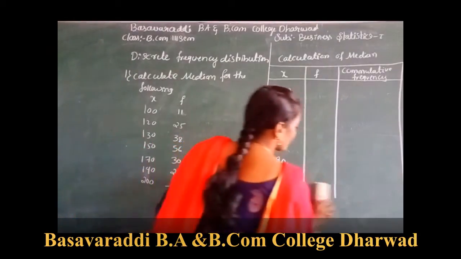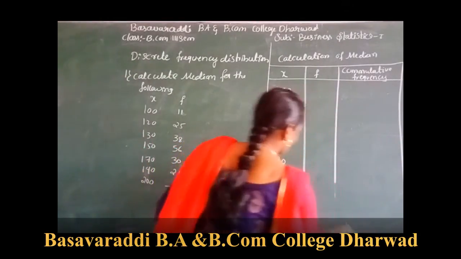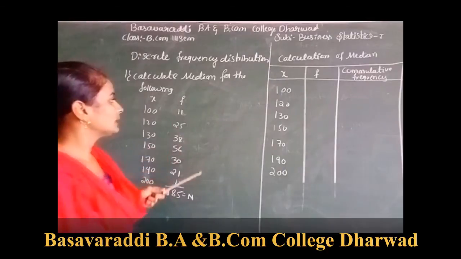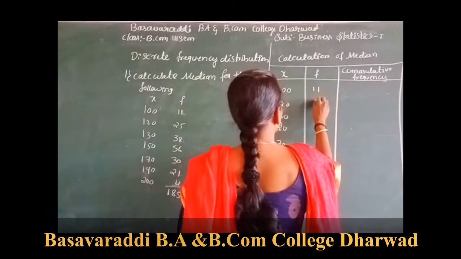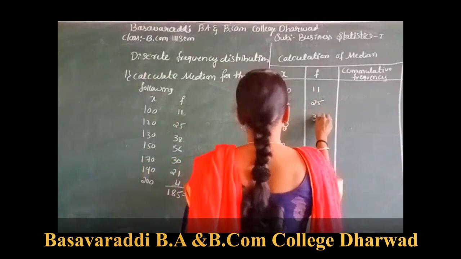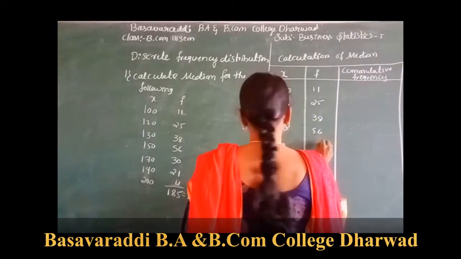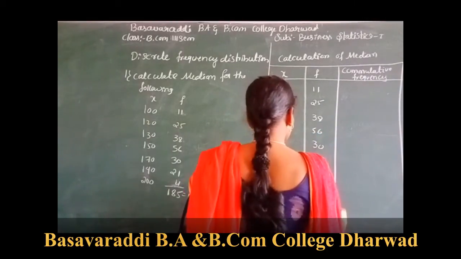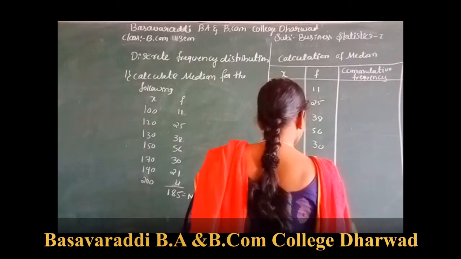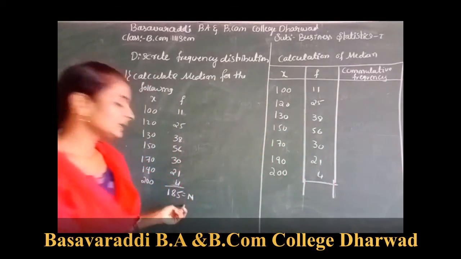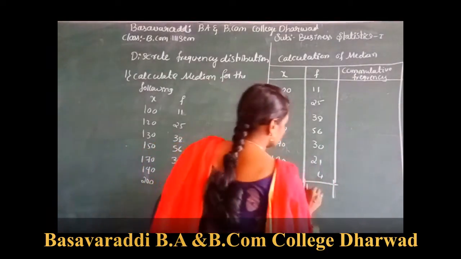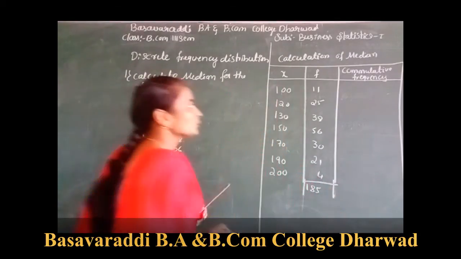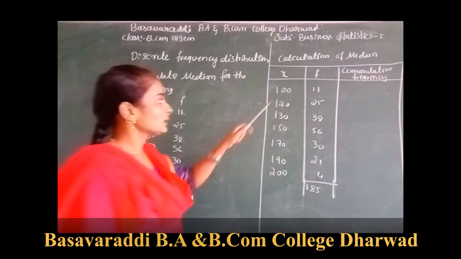Okay, write the frequencies: 11, 25, 38, 56, 30, 21 and 4. 185 is N. Okay. How to calculate cumulative frequency?